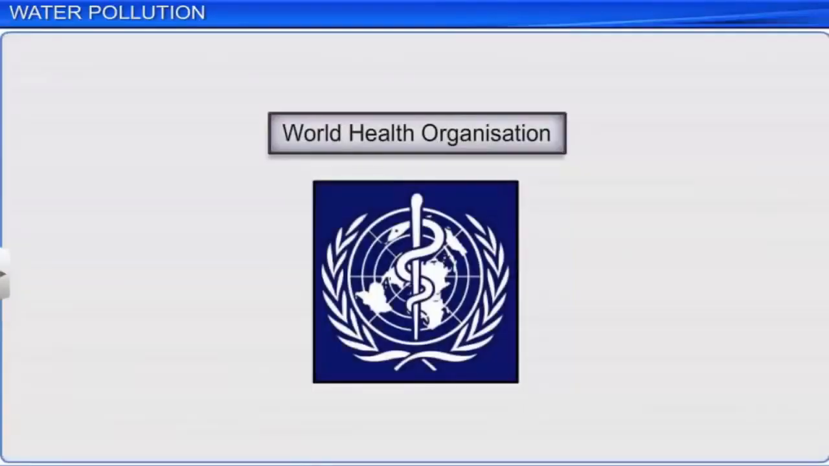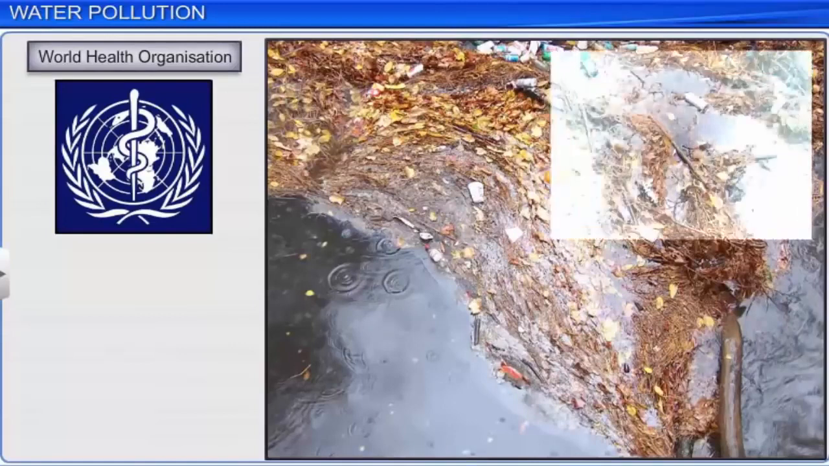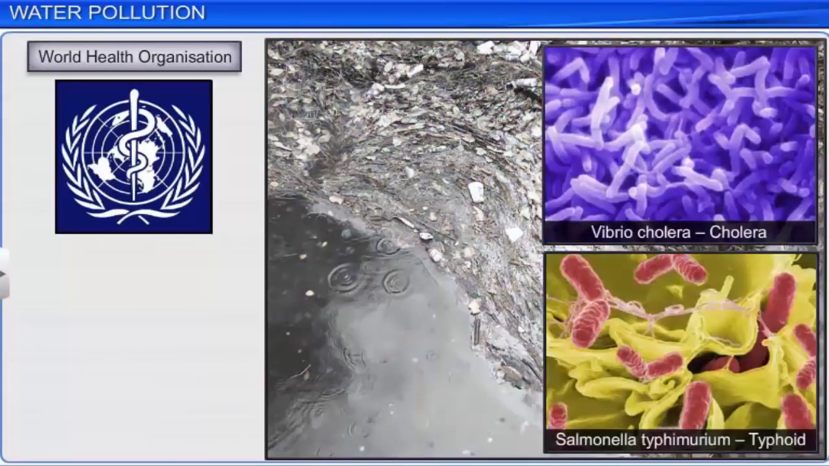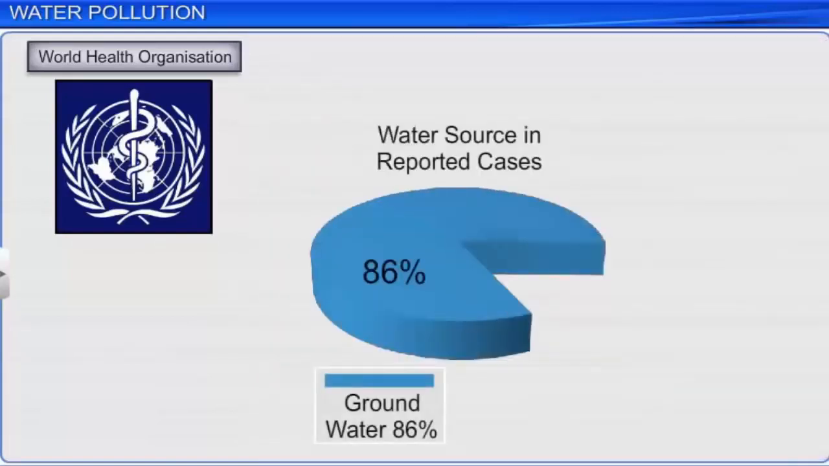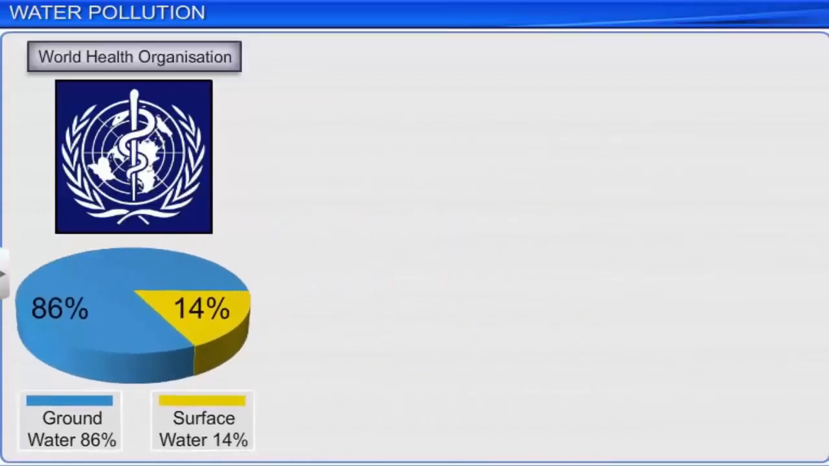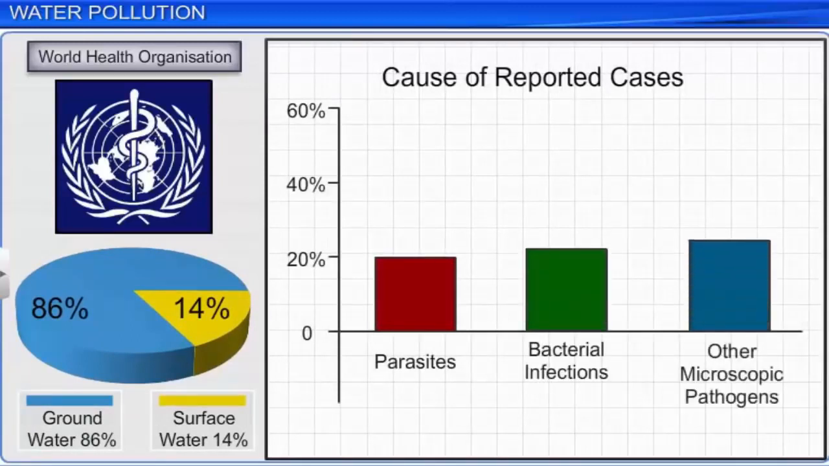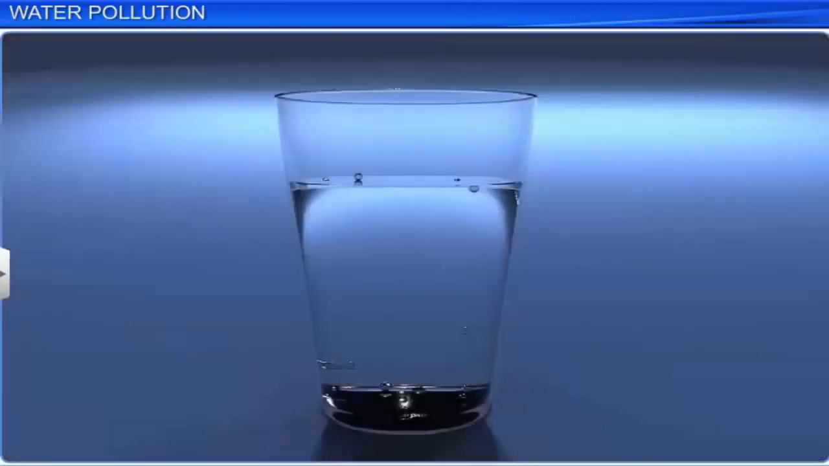According to the World Health Organization, every year, about 3.4 million people in the world die due to diseases caused by contaminated water. Of these, 86% get infected due to contaminated groundwater and 14% due to contaminated surface water. The diseases are caused by parasites, bacterial infection, and other microscopic pathogens that contaminate the water. It is, therefore, very important to check the purity of the water we use.